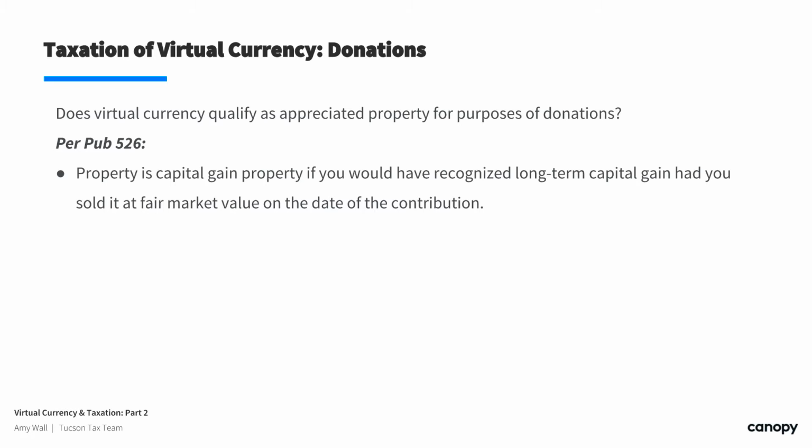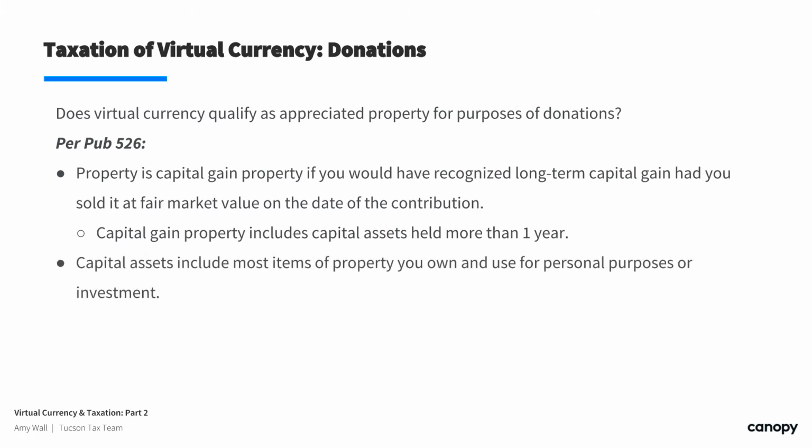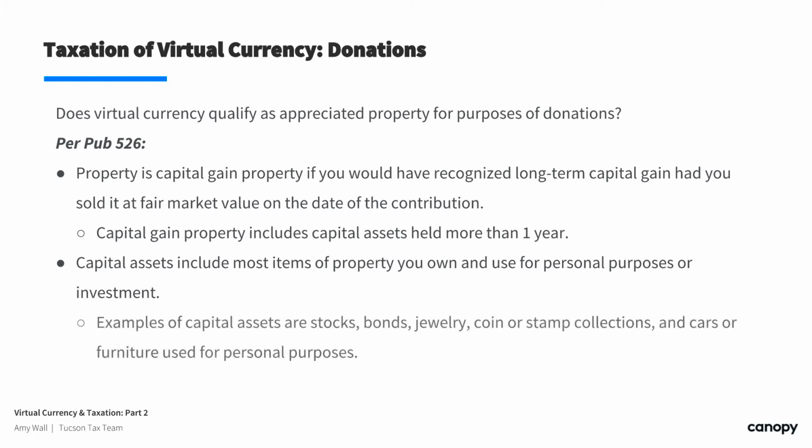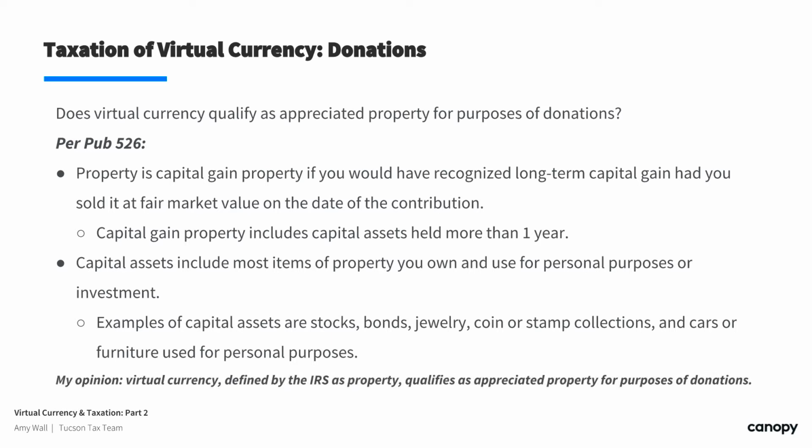Capital gain property includes capital assets held more than a year. So if I have Bitcoin that I've held more than a year, I'm going for this as a capital asset. Includes most items of property I own and use for personal purposes or investment. Yep, so far so good. Examples of capital assets are stocks, bonds, jewelry, coin collections, cars, or furniture. So, it seems pretty clear to me that virtual currency, which has been defined by the IRS as property, thank you very much, qualifies as appreciated property for purposes of making donation to qualified charities. Okay, so that's actually pretty interesting.